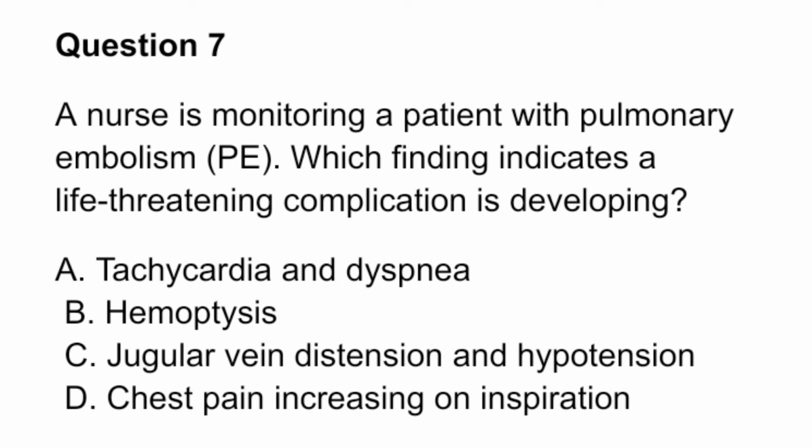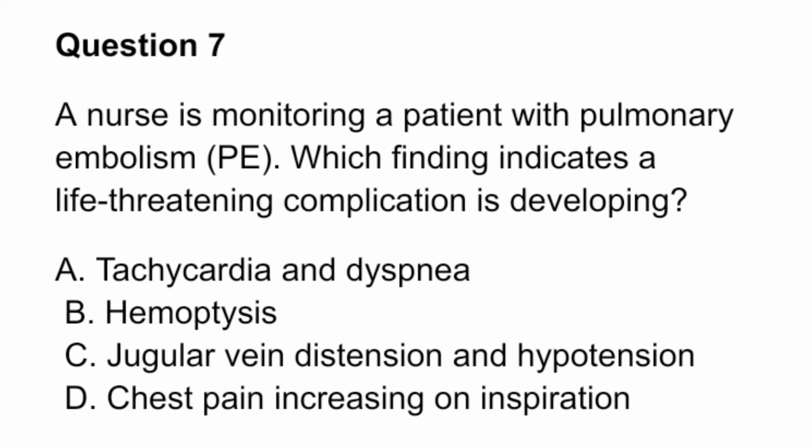Question 7. A nurse is monitoring a patient with pulmonary embolism, PE. Which finding indicates a life-threatening complication is developing? A. Tachycardia and dyspnea. B. Hemoptysis. C. Jugular vein distension and hypotension. D. Chest pain increasing on inspiration.